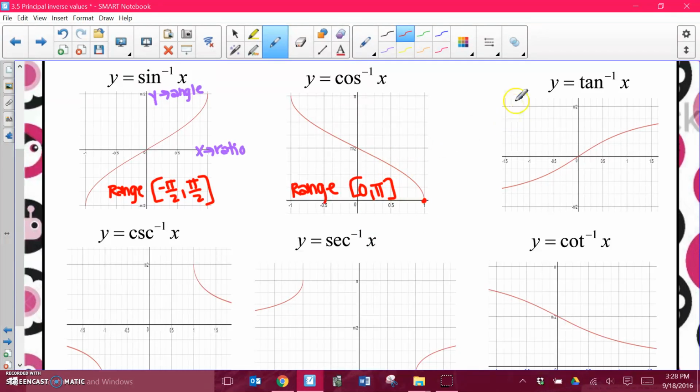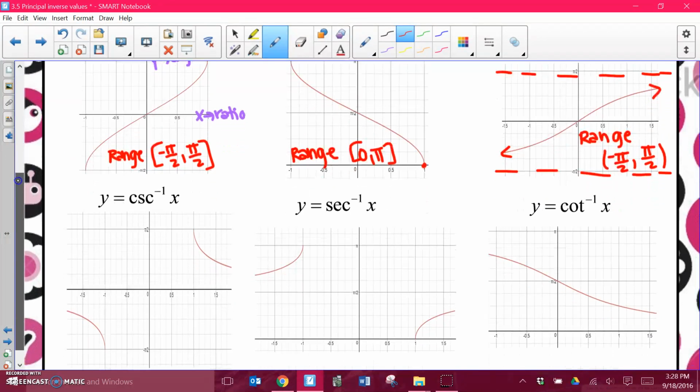Okay, now tangent, remember, tangent had those funny looking asymptotes on it when I flip-flopped it over. So it's going to have the same range as inverse sine, except I can't include those points. My graph is getting really, really close to those π/2s, but it's never going to touch it. So when I look at this, remember there's arrows at the end of this one.